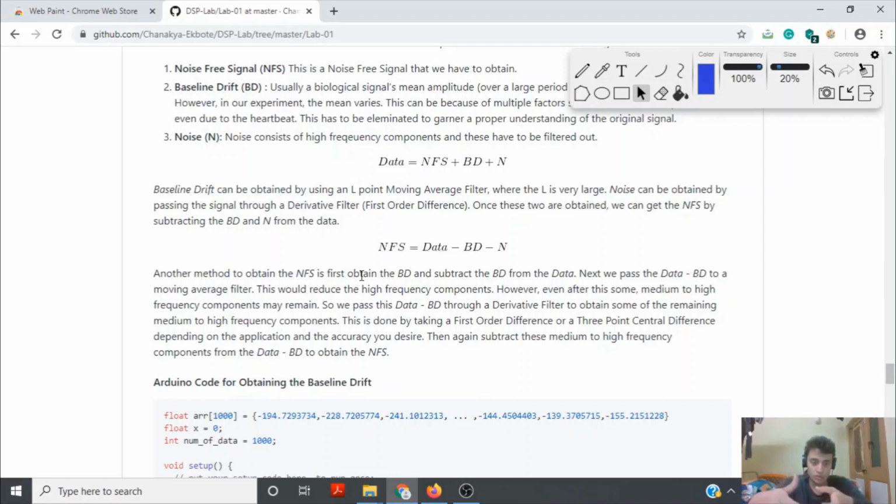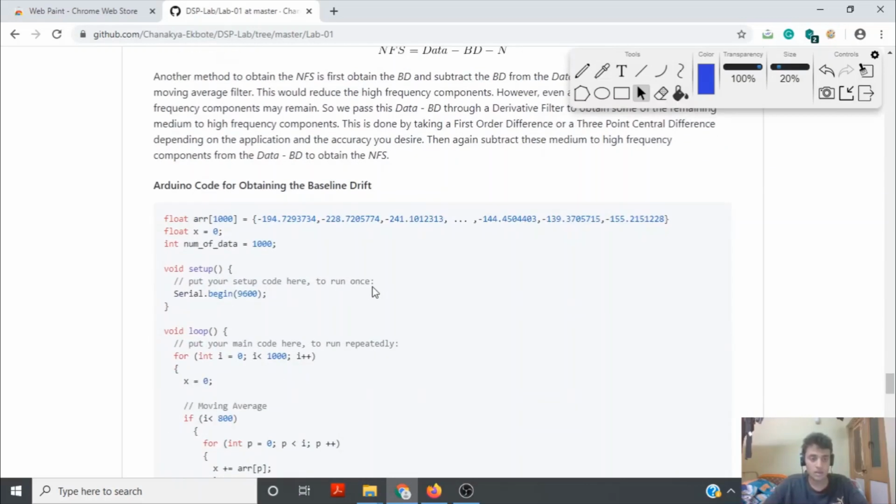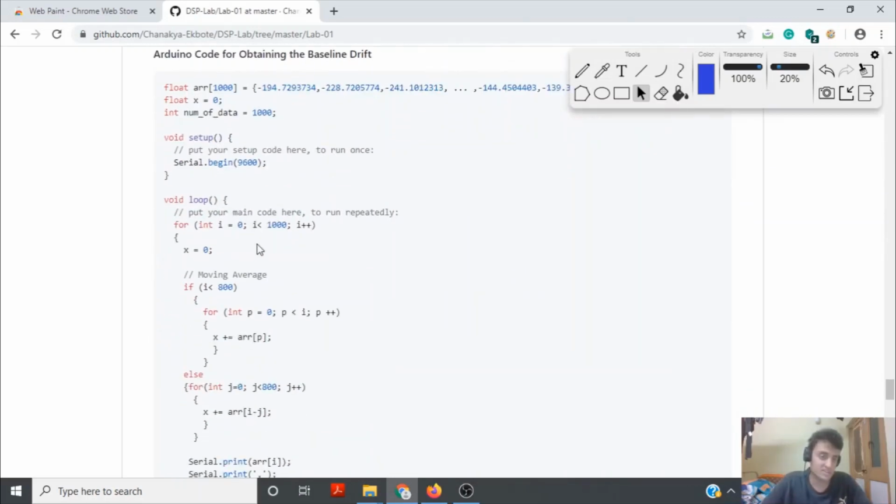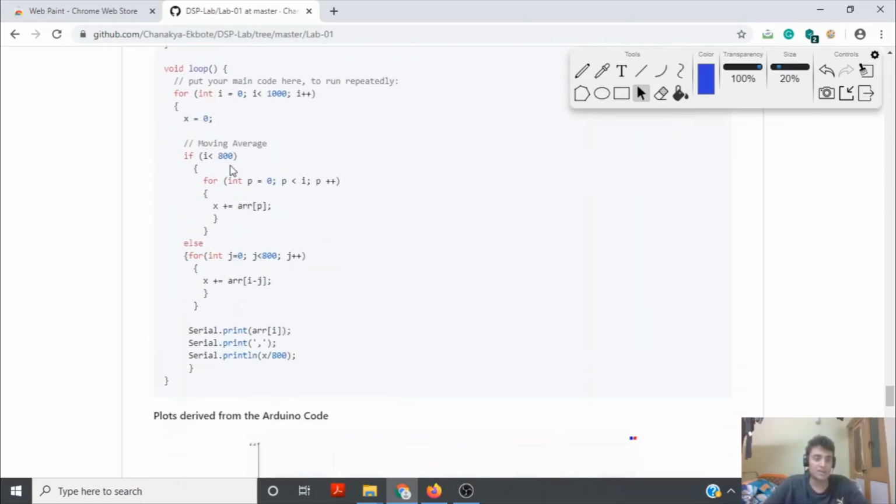So what you do is, this data that you have got, you pass through a derivative filter. Now, a derivative filter is essentially a high pass filter or a band pass filter, so you have all these medium to high components. Now you take these medium to high components and subtract them from the data minus baseline drift that you had passed through a moving average, to get a noise-free signal which has a very high fidelity.